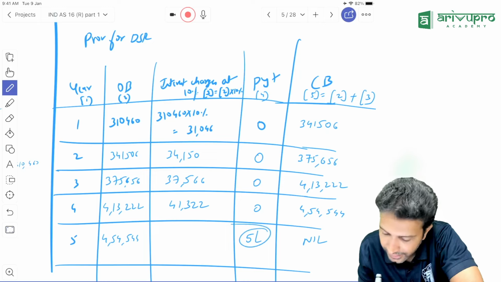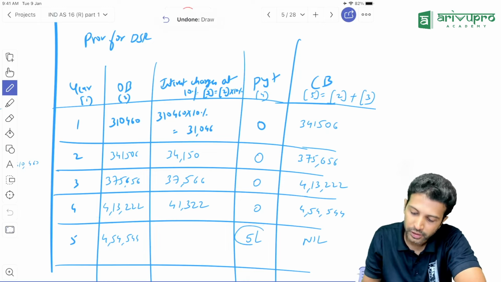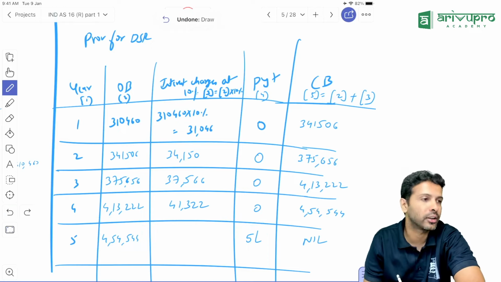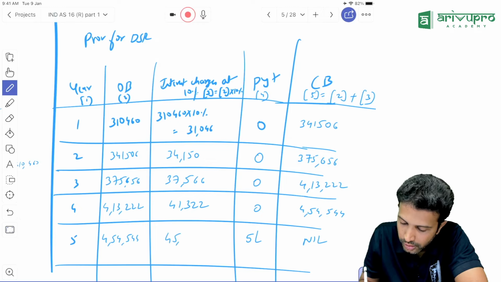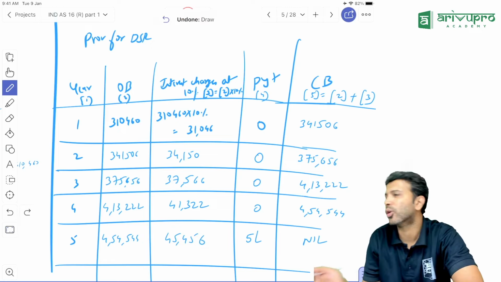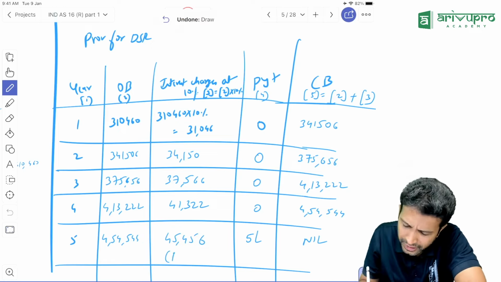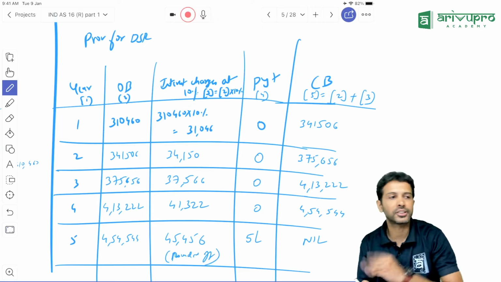Do it this way. 5 lakh minus 454. These two, you do the minus. How much are you going to get? How much is your calculator showing? 45,456. I think there is a 2 rupee round off here. That's all. So then in brackets you write it as rounded off. This is the calculation.